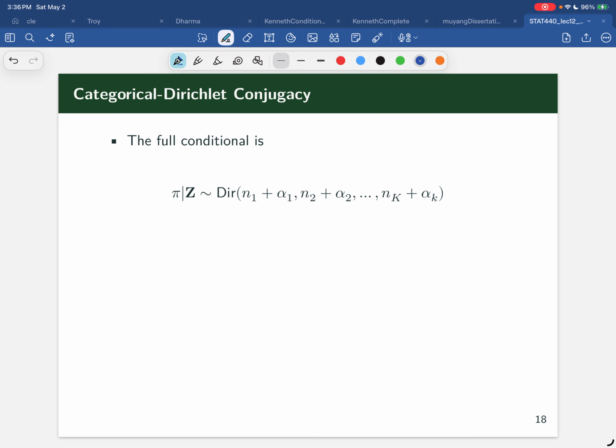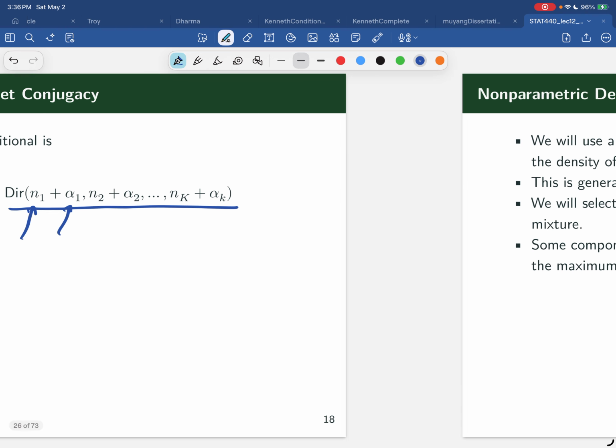So this just summarizes what we found. We found that pi given z is Dirichlet, where the probability of being in category 1 is n1 plus alpha 1. So it's got information about how many are in each category, and it's got information about the priors.